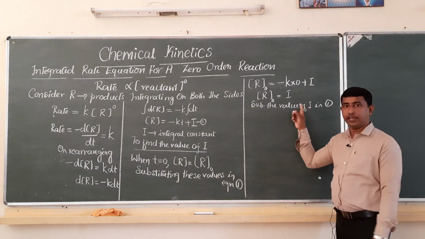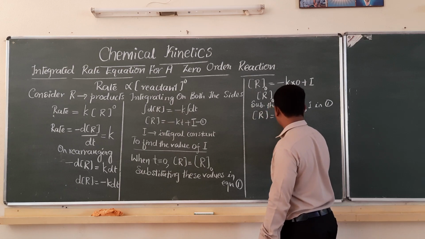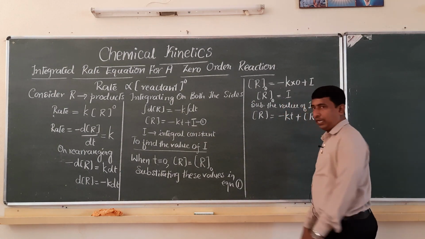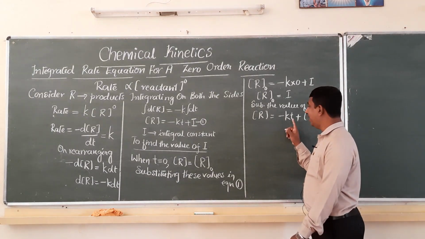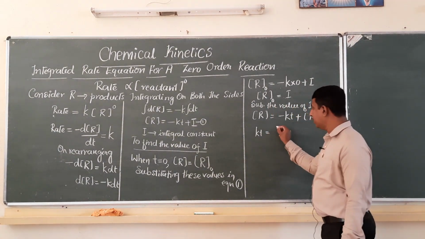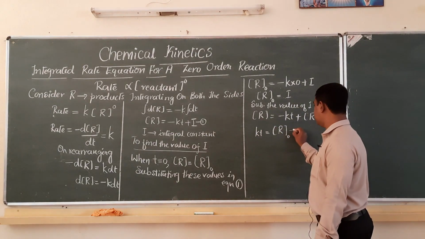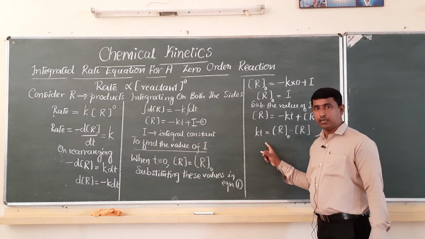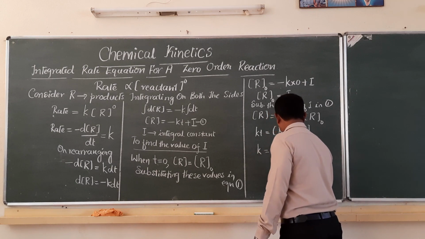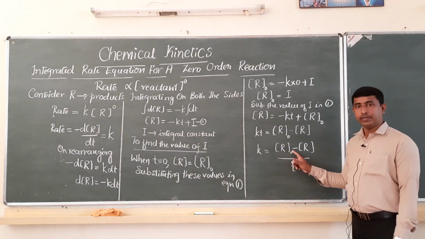On substituting the value of I in equation 1, we get R equal to minus Kt plus I, where I is R0. Rearrange the terms. Take this minus Kt to the left hand side, so it becomes plus Kt. R0 is already present on the right hand side, and I will take this R to the right hand side, so minus R. So plus Kt is equal to R0 minus R, or K is equal to R0 minus R by t.